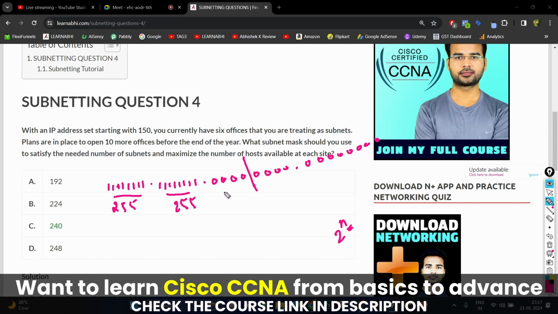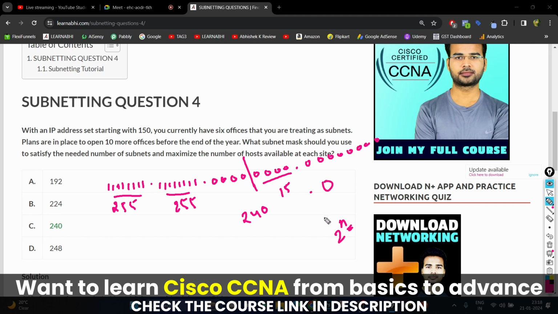These 4 bits we have to borrow, and the remaining will be the host. The value of these 4 bits in total, if you calculate, will be 15 only. So 255 minus 15 will get 240. So here we will get 240.0.